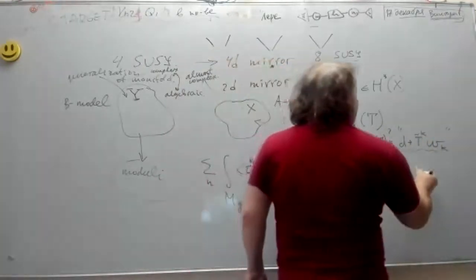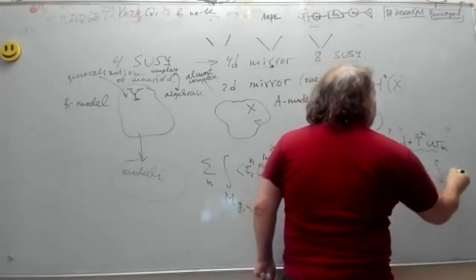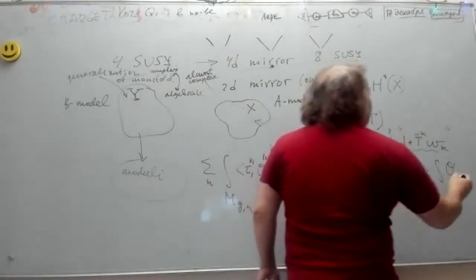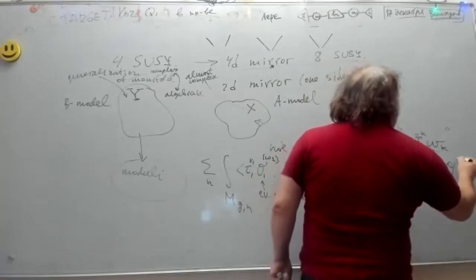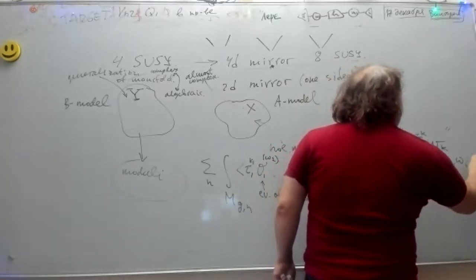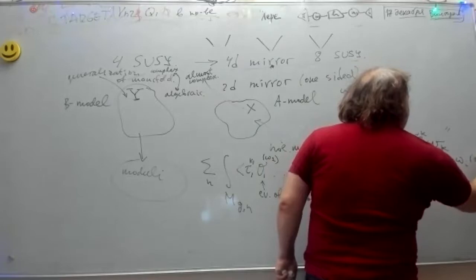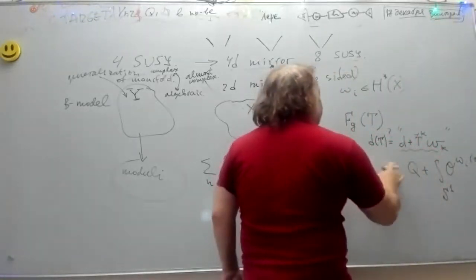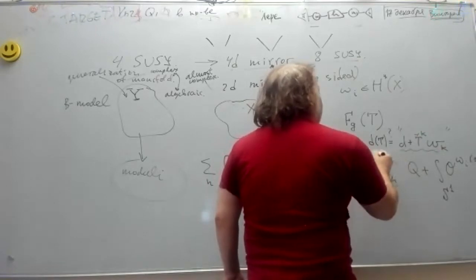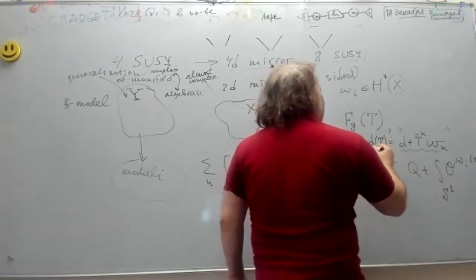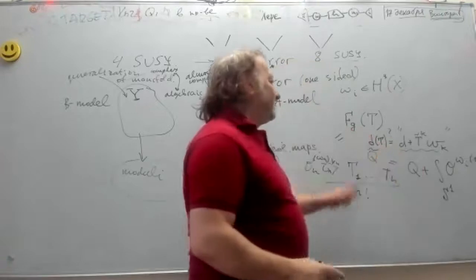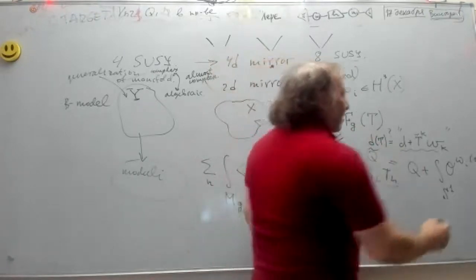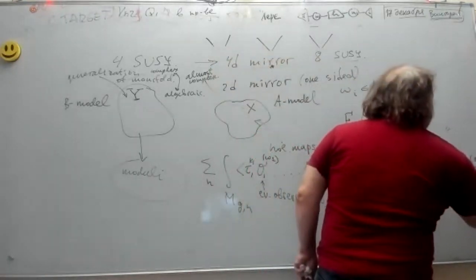Actually, it's a deformation of the type Q plus integral of observable associated with omega i, and I consider first the descent, integral over S1. So this is the actual deformed Q. And I put here t i.